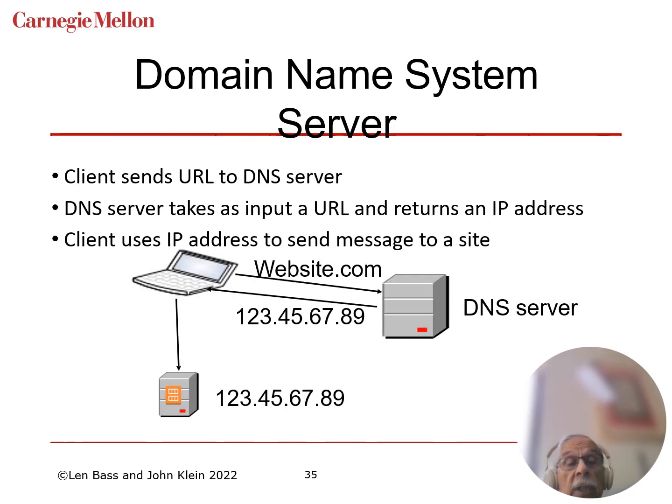So how does this work? You send a URL to a DNS server. The DNS server takes as input the URL and returns an IP address. And then you, the client, use that IP address to send a message to the site. Okay, so in the picture, you send it website.com. It sends you back 1, 2, 3, 4, 5, 6, 7, 8, 9. You then send a message where the destination IP is 1, 2, 3, 4, 5, 6, 9. Oops, 6, 7, 8, 9.